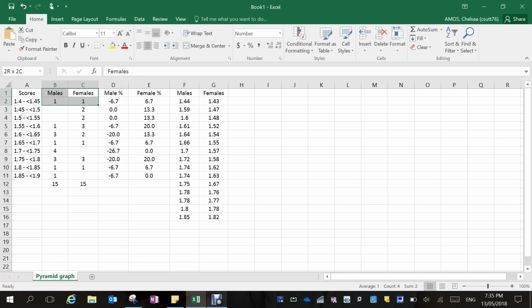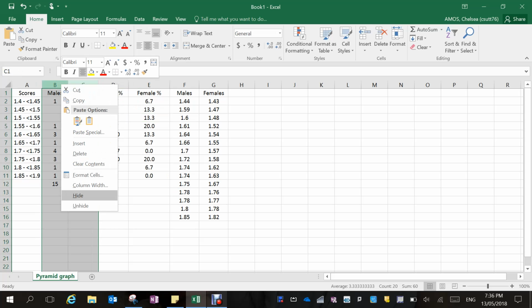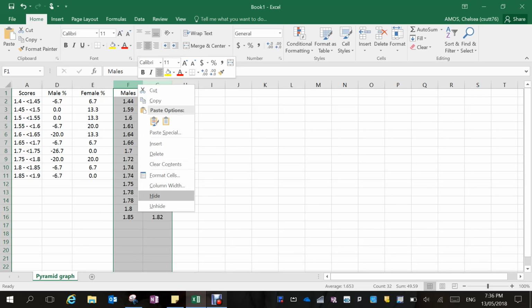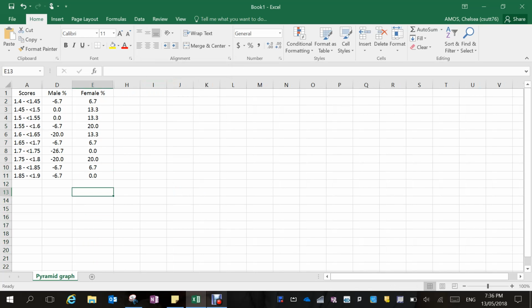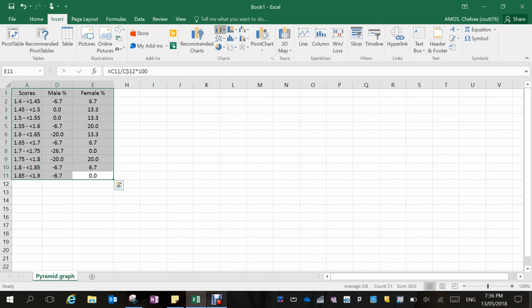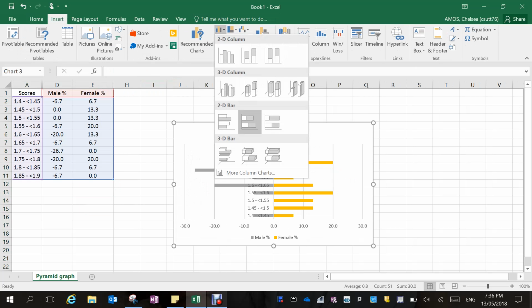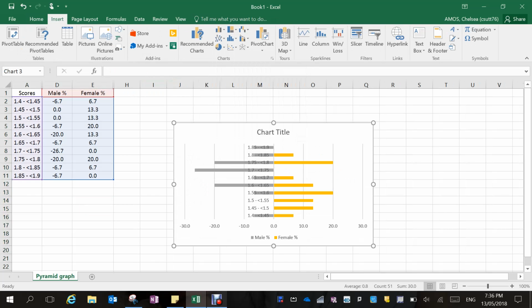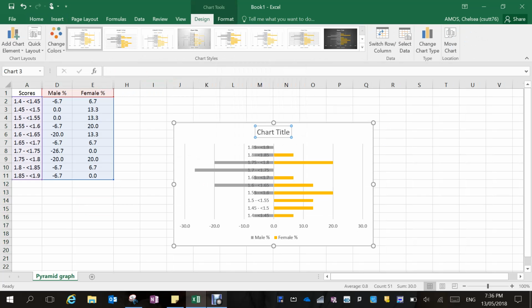Now to actually create the pyramid graph, I don't need these two columns here, so I'm going to highlight them and hide them. And I'm going to do the same thing for our original data set here. So these are the three columns that I need. So I'm going to highlight it, go to insert, and I'm going to find the recommended graph, which is our stacked bar graph. I'm going to change the title. I'm going to call it student height.